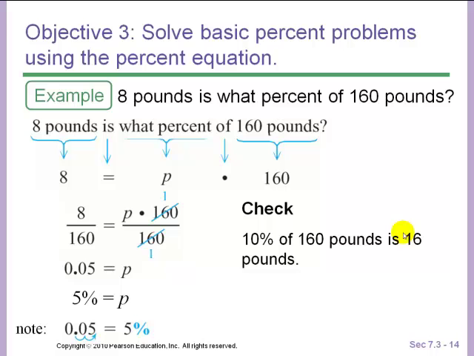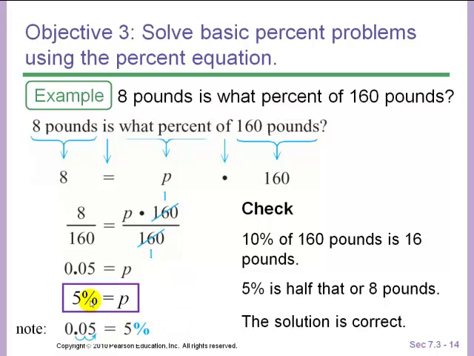We can check this. 10% of 160 pounds would be 16. 5% would be half of that, or 8. So it is reasonable, and 5% is our answer.